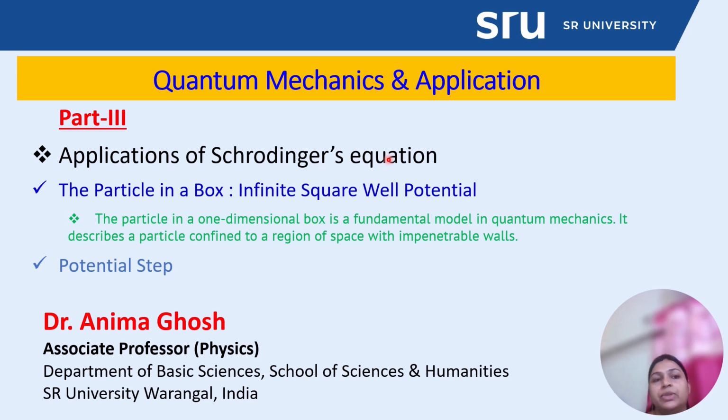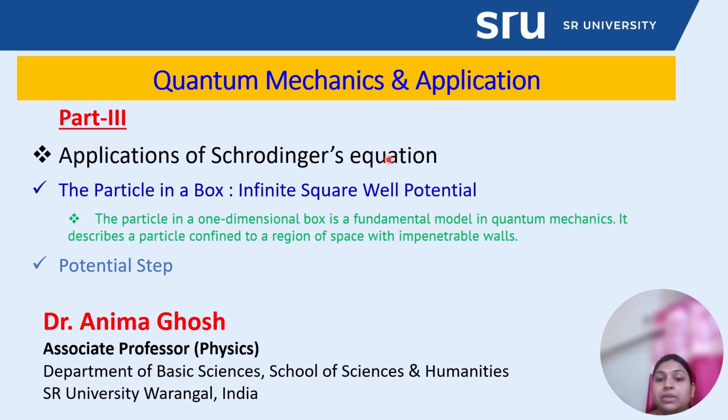It allows us to predict energy levels at atomic and molecular levels, understand chemical bonding and reactions, model electron behavior in semiconductors and nanomaterials, and even explain phenomena like quantum tunneling, which powers devices like tunnel diodes and helps stars fuse hydrogen. So in today's lecture, we'll explore the Schrodinger equation's applications.